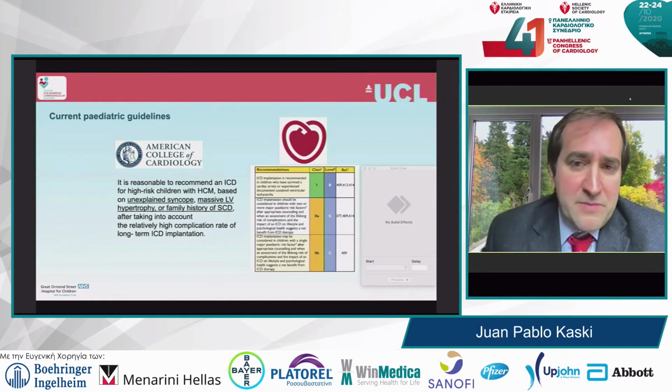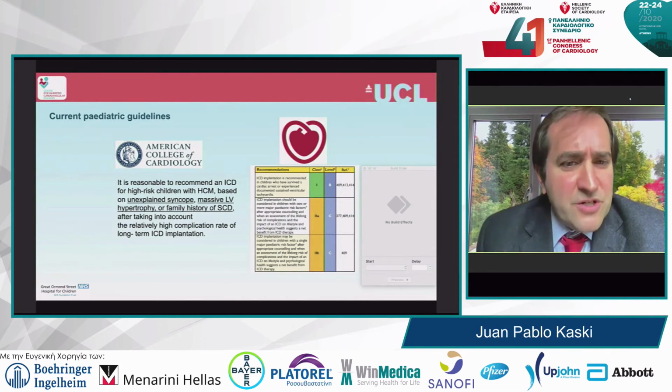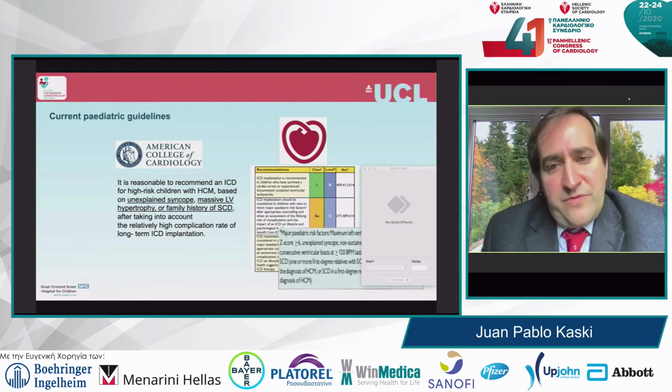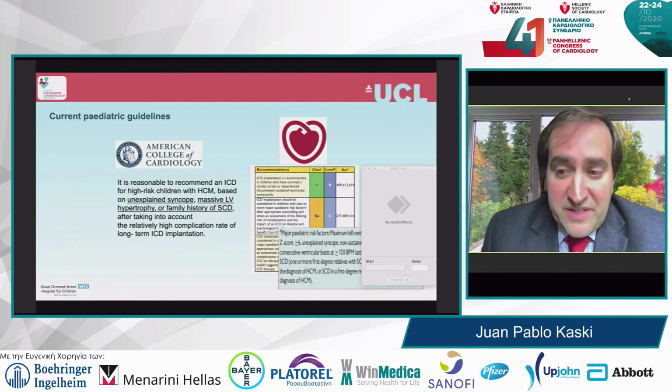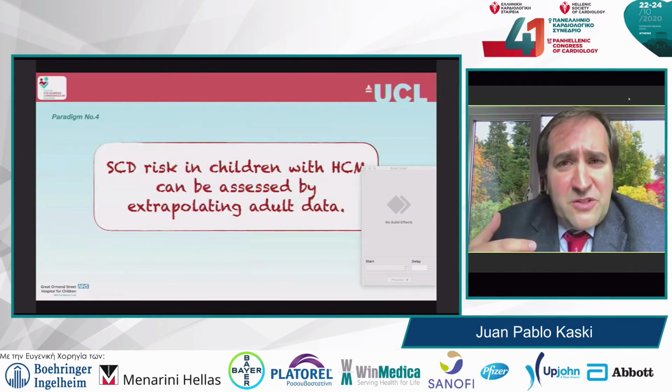So in the American guidelines, you need a single, what they term major risk factor: syncope, LVH, family history of sudden cardiac death, and that's enough to warrant an ICD. In the European guidelines, you need 2 of the conventional risk factors, so they're the same as those in the American guidelines with the addition of non-sustained VT. So these are the current recommendations, but actually, do they work?